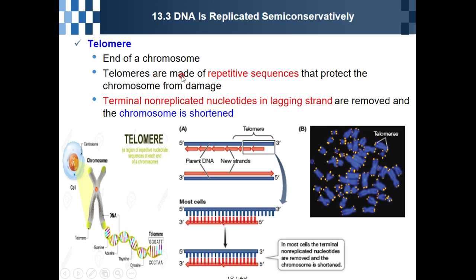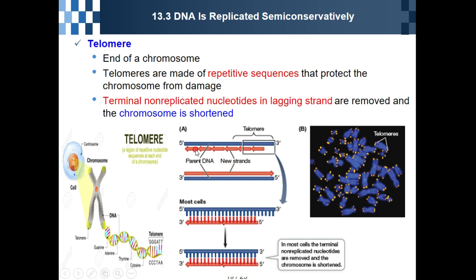The telomere is made of a repetitive sequence. The main subunit is GGG, ATT, repeated. So this repetitive sequence can protect the chromosome from damage. It looks like a cap, a safety cap. Okay, it protects the chromosome.